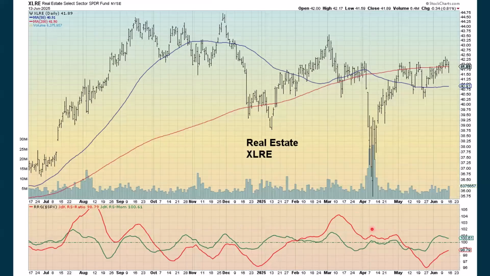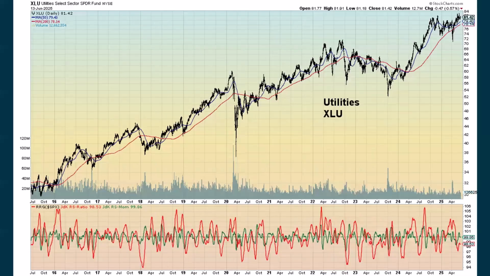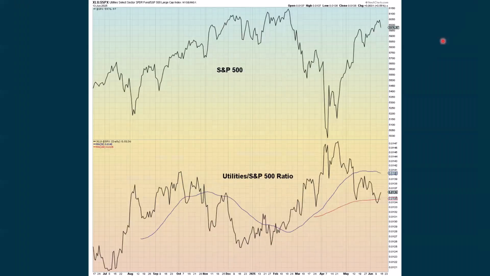Real estate just kind of comes and goes with whatever's happening with interest rates, still dancing along their 200-day moving average and underperforming and just about ready to generate a death cross here when we compare it to the S&P. Utilities just kind of chopping along sideways. They see little moves up as well. They're still in an uptrend by themselves, but kind of going sideways recently when we compare it to the S&P itself, even though the overall ratio is in an uptrend.